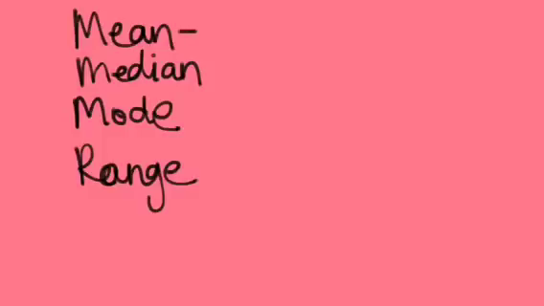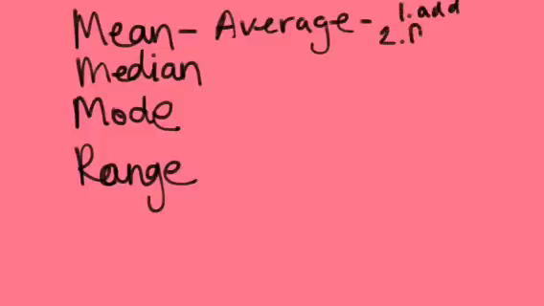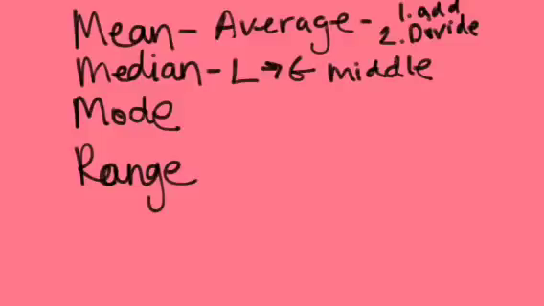So the word mean is another word for the average. And that means when I have a set of numbers, I have to do two things. First, I'm going to add all the numbers, and then I'm going to divide by how many numbers there are, and that will give me the mean or the average. The median is the middle number when I have all of the numbers lined up from least to greatest. It's the number that I find in the middle, like the median of the road is the middle of the road. The mode is the number in the data which occurs most often.